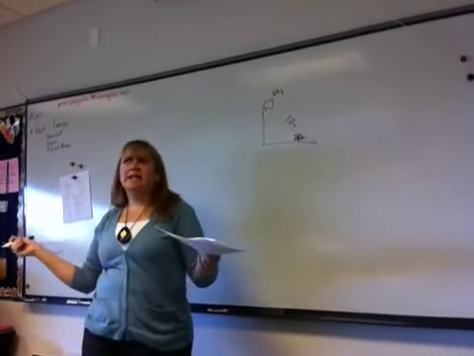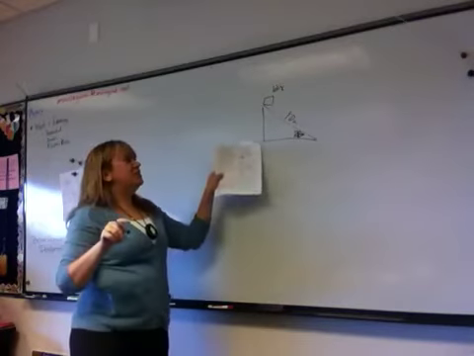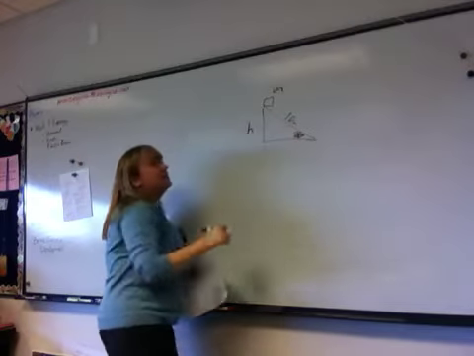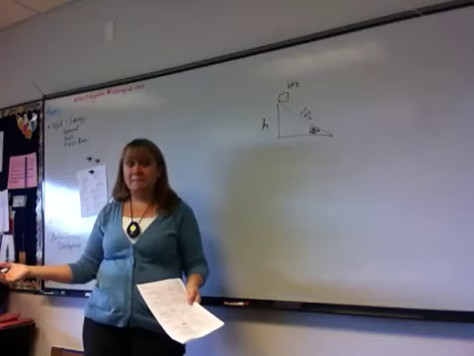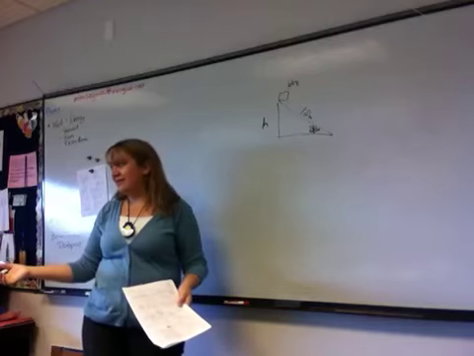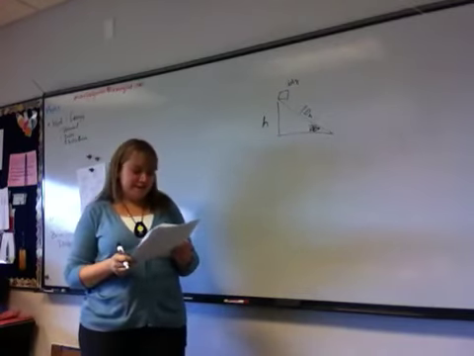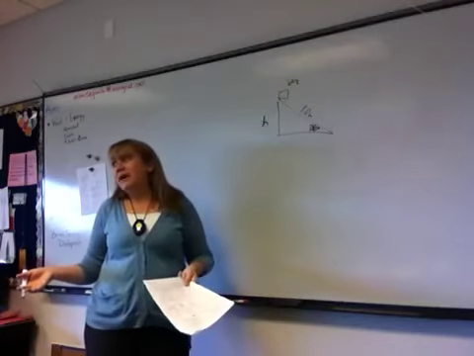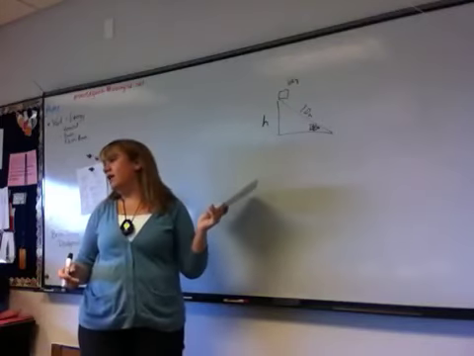Ooh, so H is what? You would think hypotenuse, but H at the top is height. We want to know the height of this ramp. How could we figure out the height? SOHCAHTOA. I know, it's so ugly. It keeps coming back to us. If we want to figure out the height, we have to use SOHCAHTOA. So what do we use? SOH, CAH, or TOA?